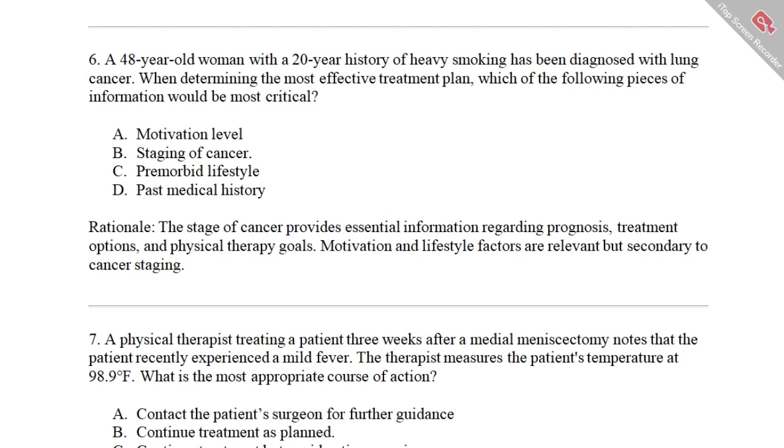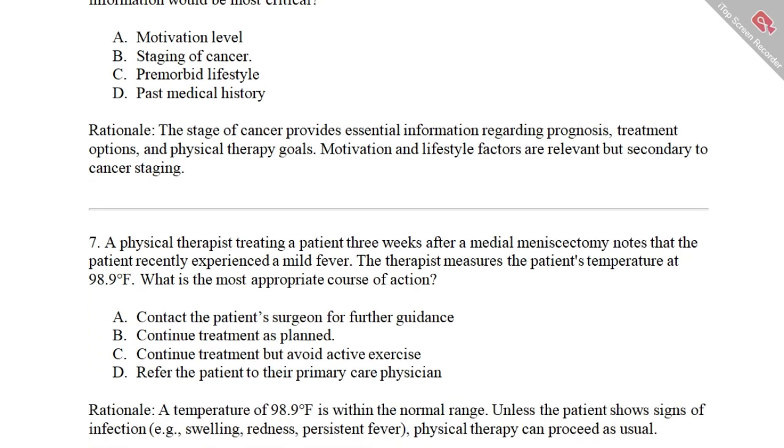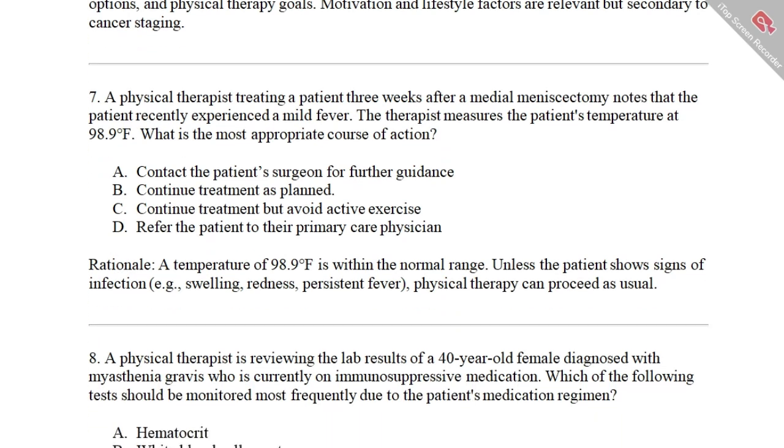Which is the best option? Which is the correct option? I hope you all agree with me, option B is the correct option: staging of cancer. Rationale: the staging of cancer provides essential information regarding prognosis, treatment options, and physical therapy goals. Motivation and lifestyle factors are relevant but secondary to cancer staging. Let's move to question number 7.